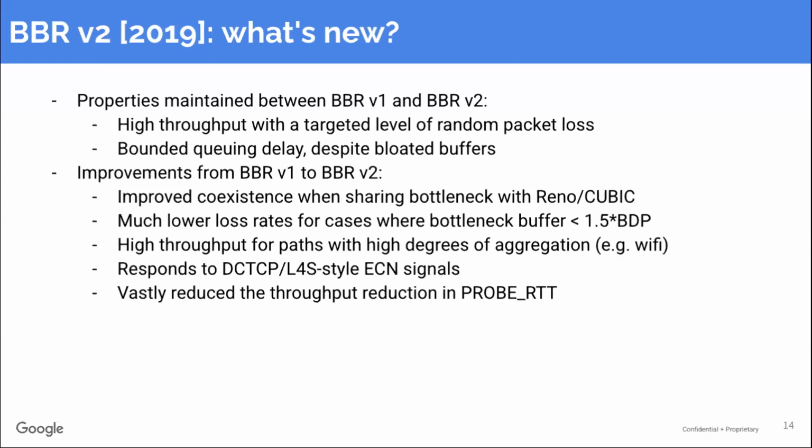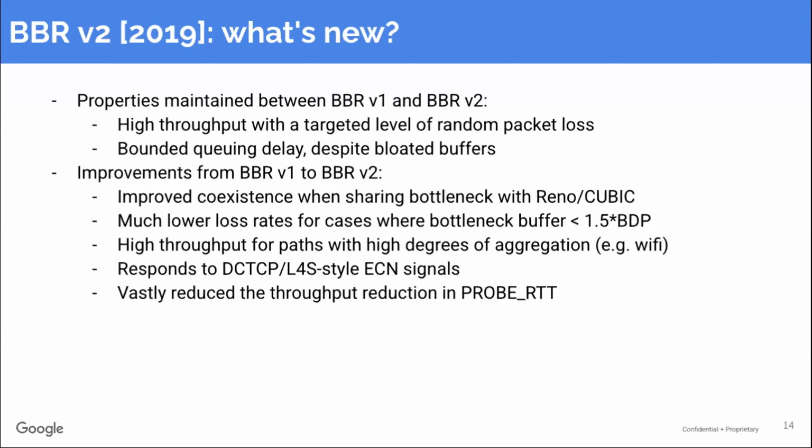Some of the properties we maintained since BBR version 1 are the core properties: you can achieve high throughput with a targeted level of random packet loss, and you can still maintain a bounded queuing delay despite bloated buffers. Those core properties we've maintained, but we've made some improvements relative to BBR version 1. We've improved coexistence when BBR flows are sharing a bottleneck link with Reno or Cubic. We've also achieved much lower loss rates for cases where the bottleneck buffer is roughly 1.5 BDP or smaller.